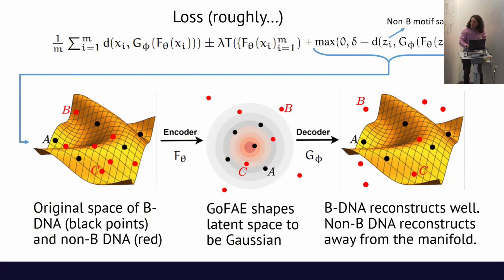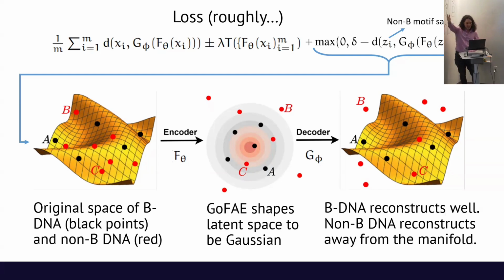So this is just a small cartoon to show you what this component of the loss is trying to do. The A's are the B DNA, the B's are the non-B labeled points that have non-B structure, and the C's are the non-B labeled points that have B DNA structure, for which we think that most of them are probably B DNA. So you can see that we're trying to push the non-B structures off the manifold, and we're trying to reconstruct them poorly. So how do we actually do this? We have this extra component of the loss up in the top right.